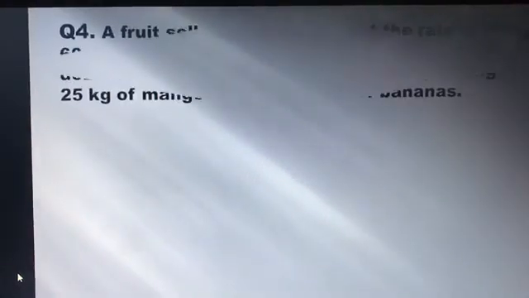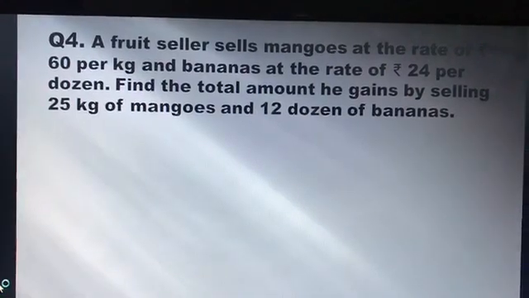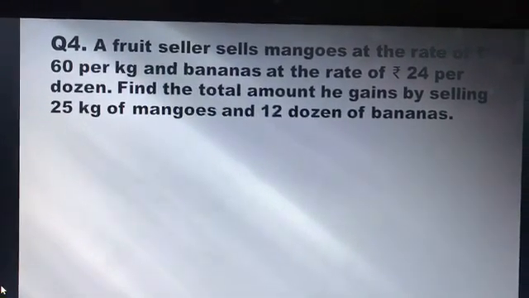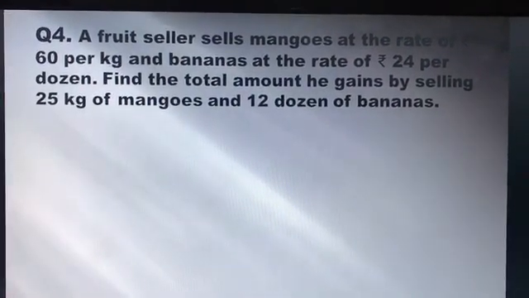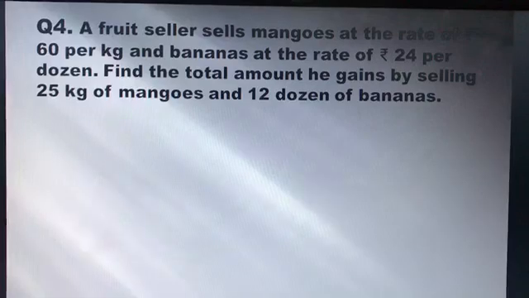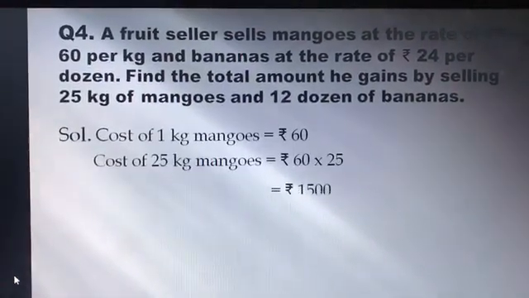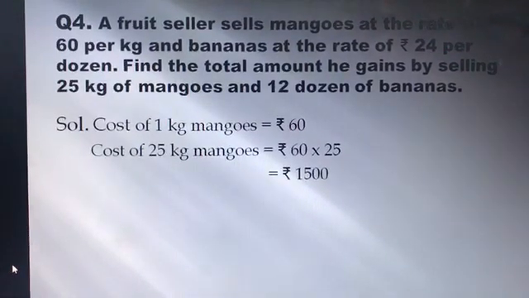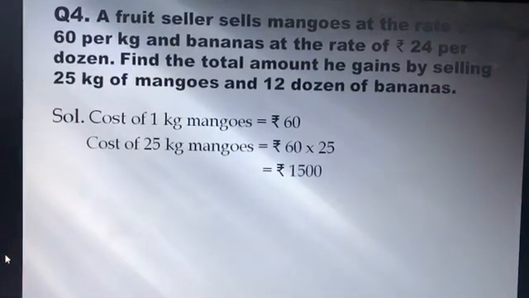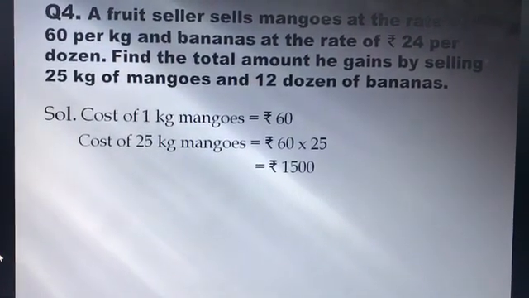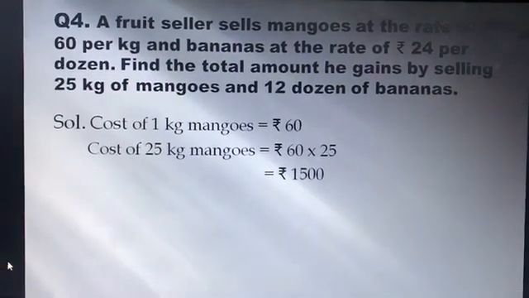Next question is, a fruit seller sells mangoes at the rate of rupees 60 per kg and bananas at the rate of rupees 24 per dozen. Find the total amount he gains by selling 25 kg of mangoes and 12 dozen of bananas. So first we will have to find the cost of all the mangoes, that is 25 kg mangoes. Cost of 1 kg mango is rupees 60, and so cost of 25 kg mangoes is rupees 60 multiplied by 25, that is rupees 1500.